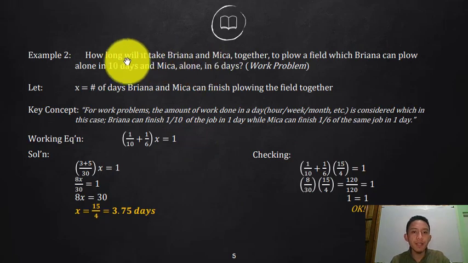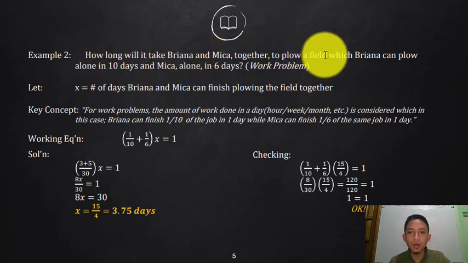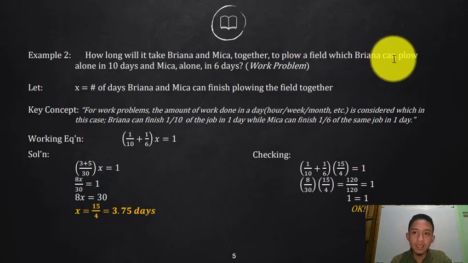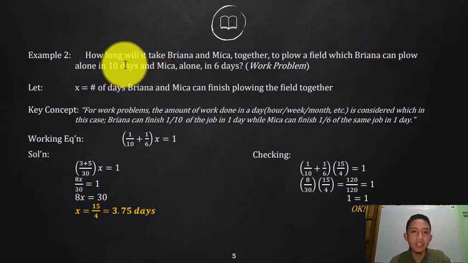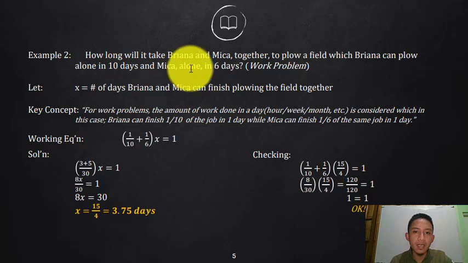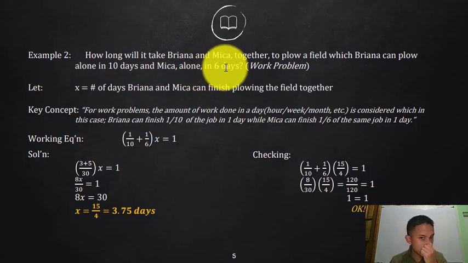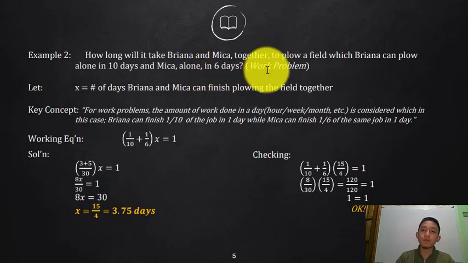Okay, second example. How long will it take Brianna and Mika together to plow a field which Brianna can plow alone in 10 days and Mika alone in 6 days? So let's understand this one. This is an example of work problems. If you try to open a book of algebra, there are a lot of types of problems.